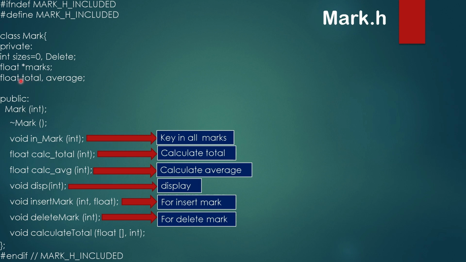This is for the variables. Next one, we use public to declare our functions. Mark integer, for void in mark integer we use it to key in all marks. Float calc total integer is to calculate the total, float calc average is to calculate the average. This is for display. Next, void insert mark for insertion of marks, and lastly, void delete mark for deletion of marks.